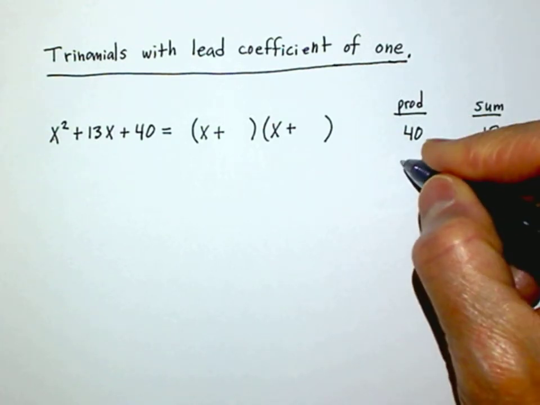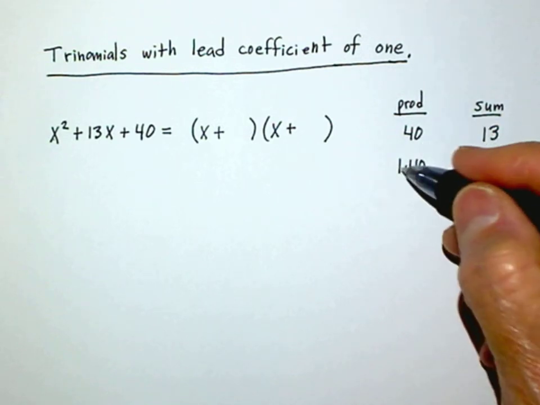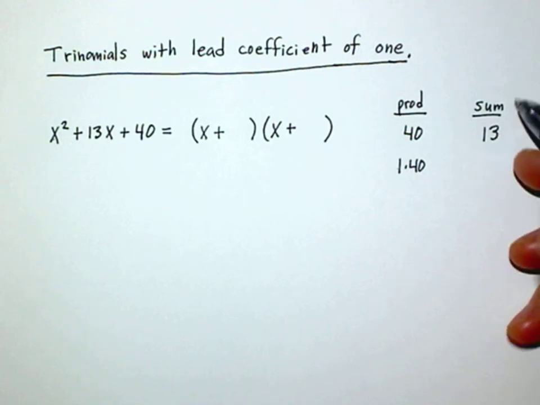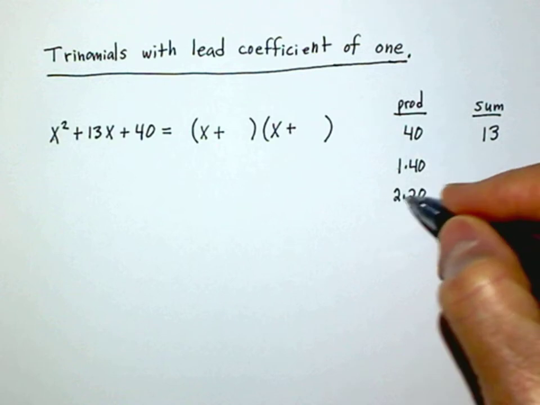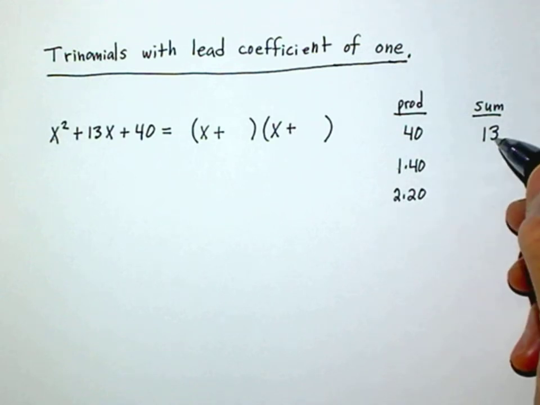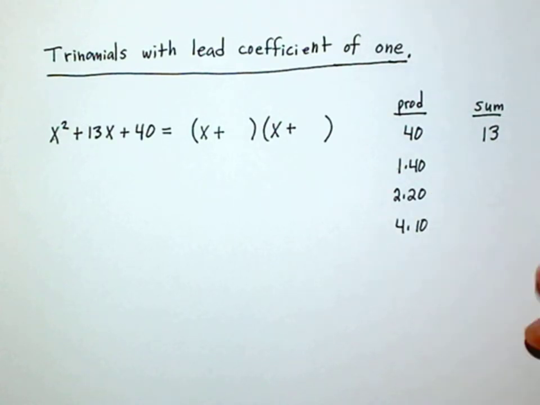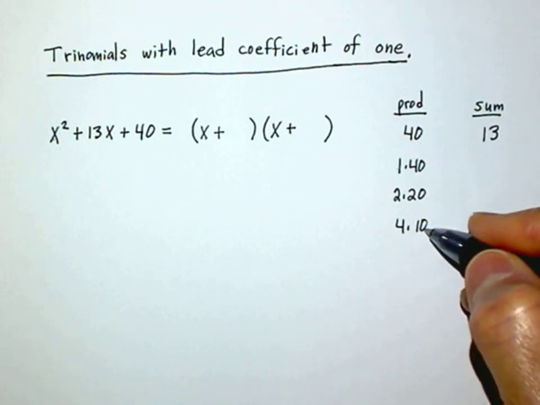Well, let's try some. 1 times 40 gives me 40. Does 1 plus 40 give me 13? No. Okay, let's try another one. 2 times 20. 2 plus 20 does not give me 13. Okay, let's try something else. How about 4 times 10? 4 times 10 is 40. 4 plus 10 is 14.